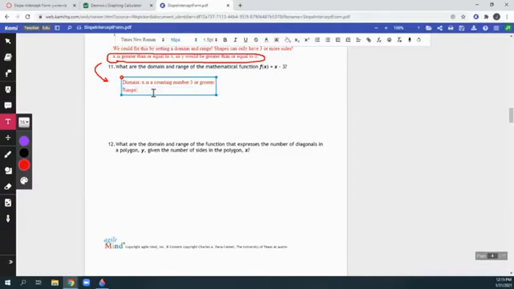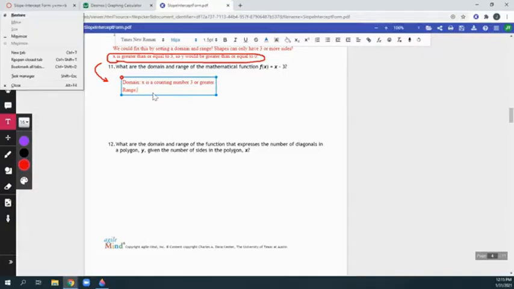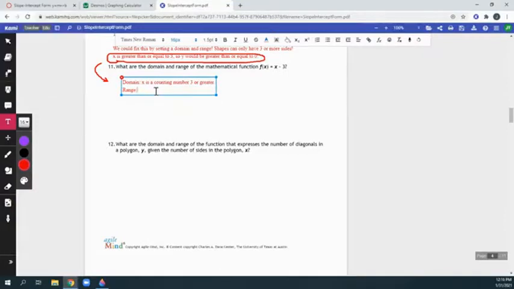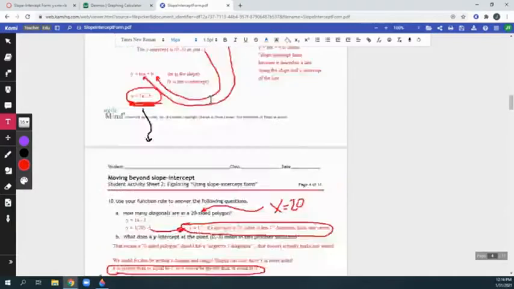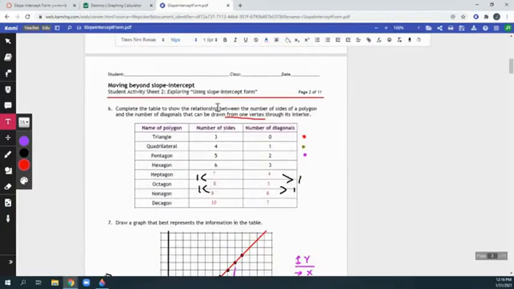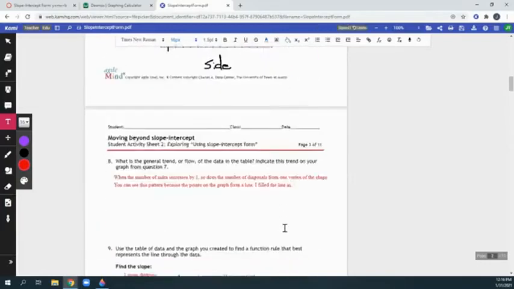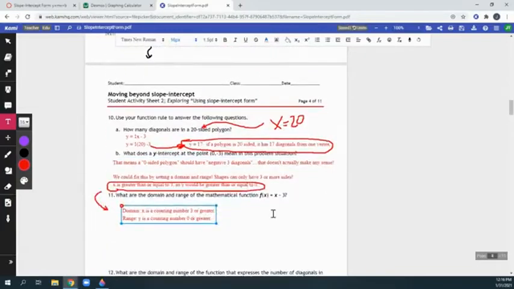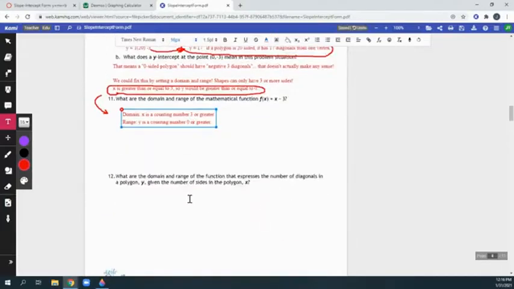And range, Y, well, if X is a counting number, so is Y. Y is a counting number, 0 or greater. That's just kind of describing what we talked about. That's the table right here. The 3 and 0, and works up. It can go on forever, but it can't go down. You can't have negative sides. You can't have negative diagonals.